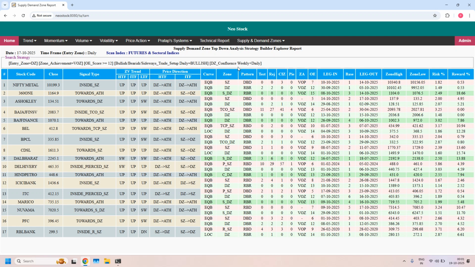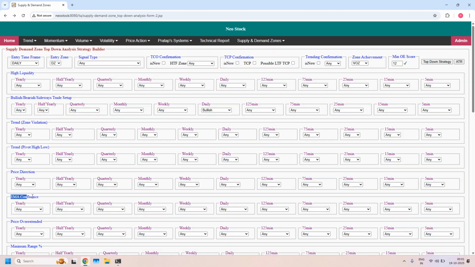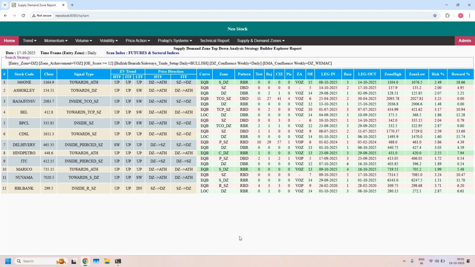Okay, all the daily demand zones are overlapped with weekly demand zone, and the weekly trend, that is ITF trend, is uptrend. So we can further filter this list based on weekly demand zone having weekly EMA confluence, because the daily demand zone is overlapped with weekly demand zone. In the EMA confluence at weekly time frame, I am selecting weekly demand zone having weekly EMA confluence. Let's filter. So we got 12 stocks. So these 12 daily demand zones have more high probability to get success.